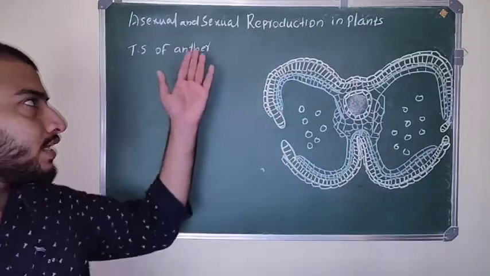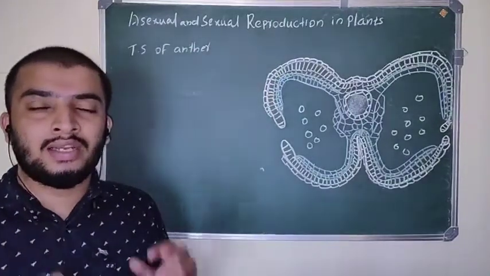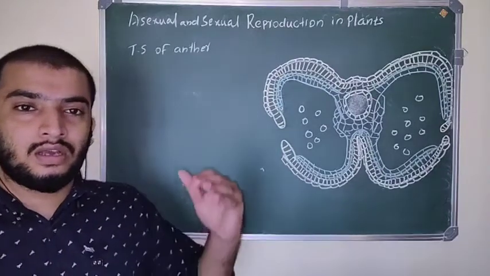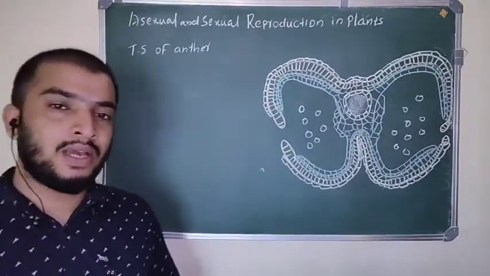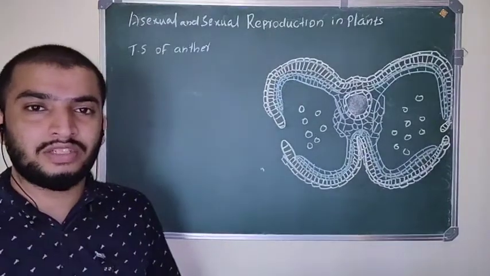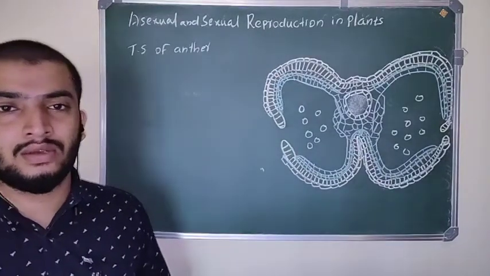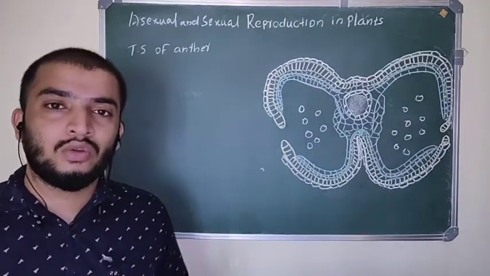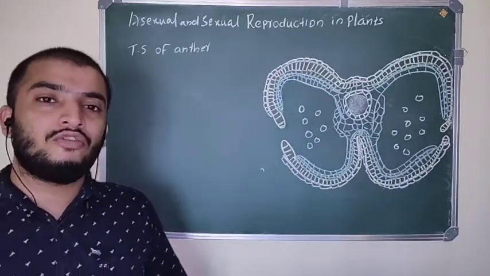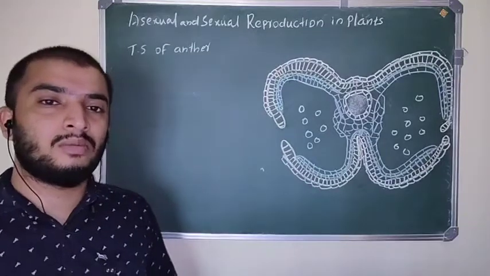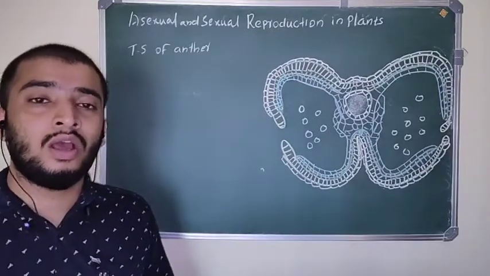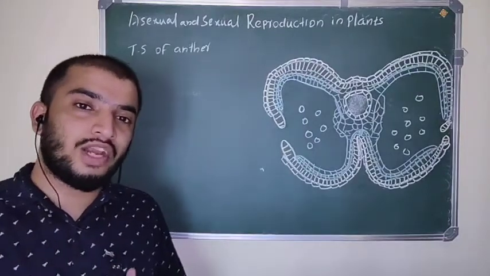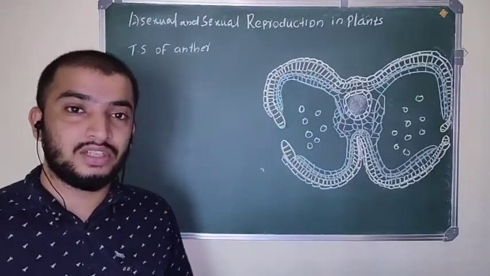So we were discussing the chapter Asexual and Sexual Reproduction in Plants. In this chapter we already covered vegetative reproduction in plants and also anther development, the stages of anther development. Last class we said microsporogenesis. What is microsporogenesis? Formation of microspores from microspore mother cells is called microsporogenesis. From these microspores, finally pollen grains are developed inside this anther.